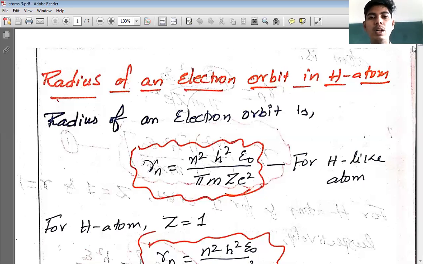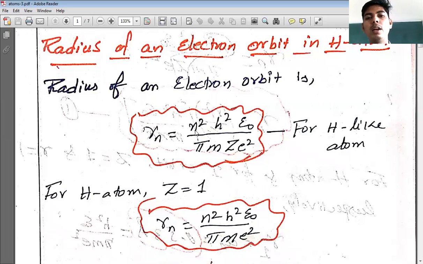See, the radius of an electron in the nth orbit of a hydrogen atom is given by Rn is equal to n square h square epsilon naught divided by pi m e square Z, where n represents the principal quantum number. It represents the number of the orbit. h is Planck's constant. Epsilon naught is the permittivity of free space. m represents the mass of the electron. Z represents the atomic number of the atom, and e is the charge on the electron.